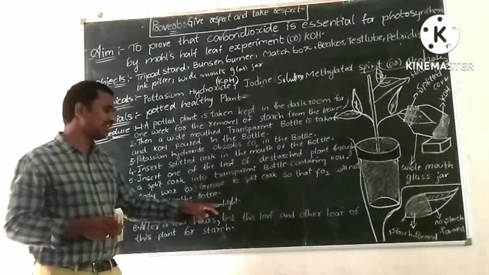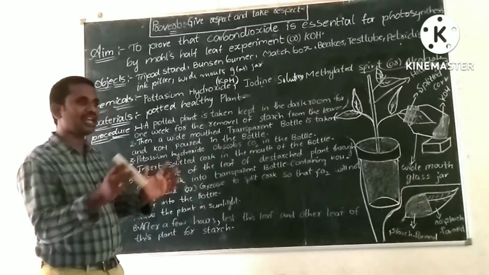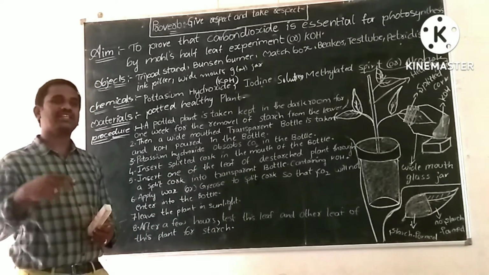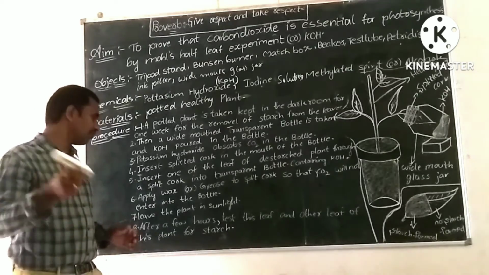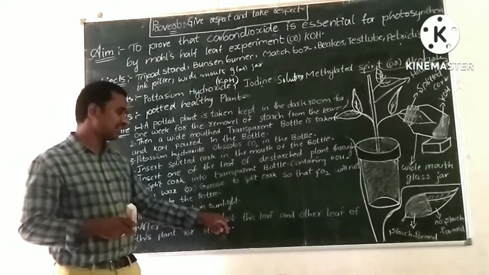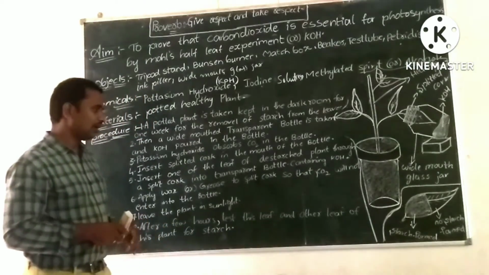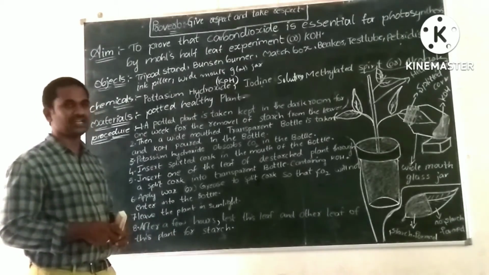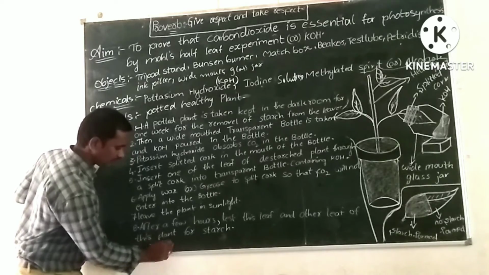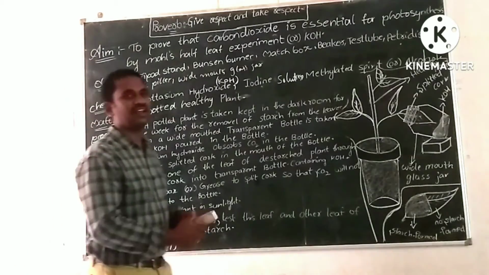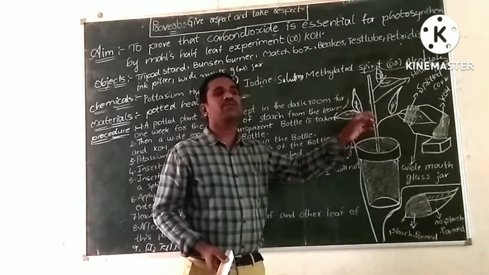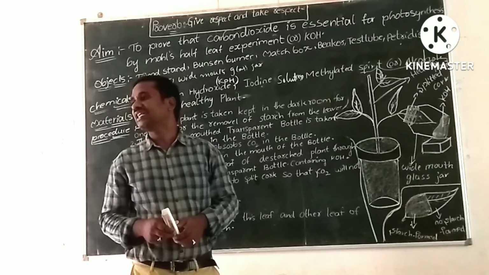Next, leave the plant in sunlight. The total arrangement is kept exposed to sunlight, and this outer environment contains carbon dioxide. After a few hours, test this leaf and another leaf of the plant for starch. That means we perform the iodine test, which we use for this KOH experiment.